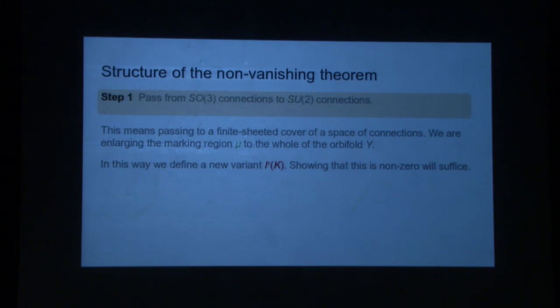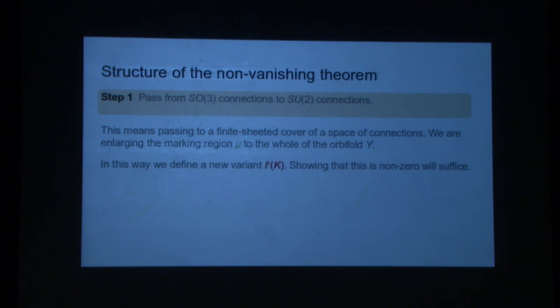So there are several steps here, and the first is to pass away from SO3 to SU2. I talked about having a marking region where we insisted on a lift from SO3 to SU2 over that open set. I now want to extend that to the whole of the orbifold Y. So instead of J sharp, I've got a modified J sharp, I'll call it I sharp of K.